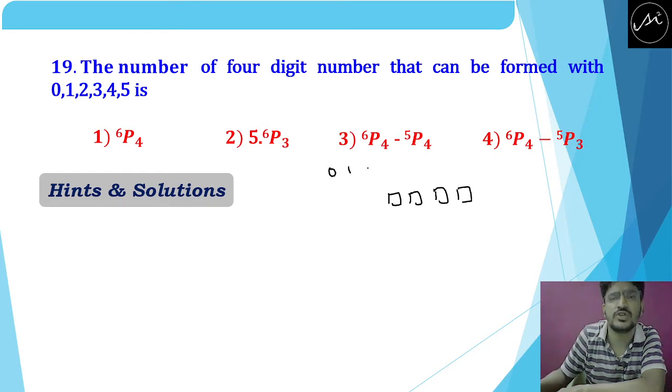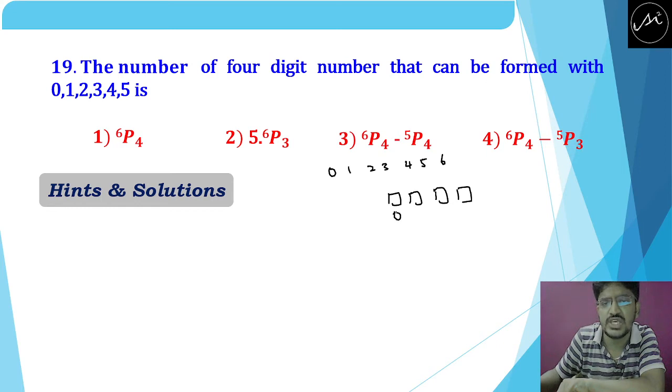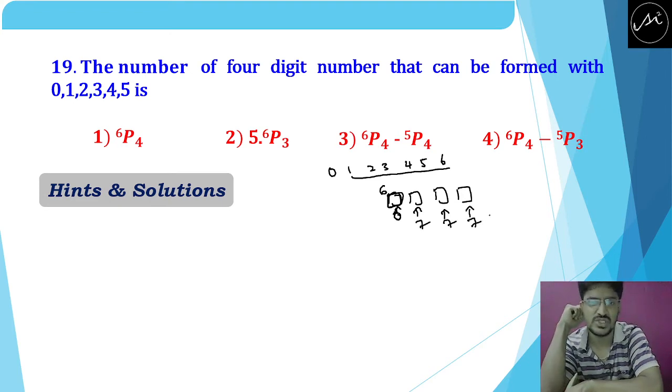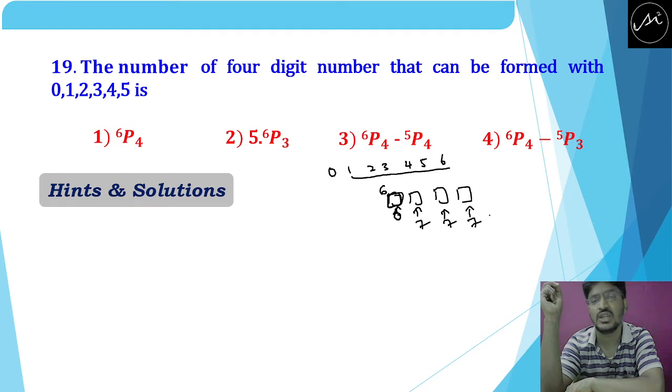You have the choice of 0, 1, 2, 3, 4, 5. You have 6 choices and 4 places. For a 4-digit number formed with these digits, 0 cannot come in the first place. That means the first place has only 5 choices, and the other places have 6 choices. So 0 cannot come in the first place, the remaining places have no problem. Like this also you can find.